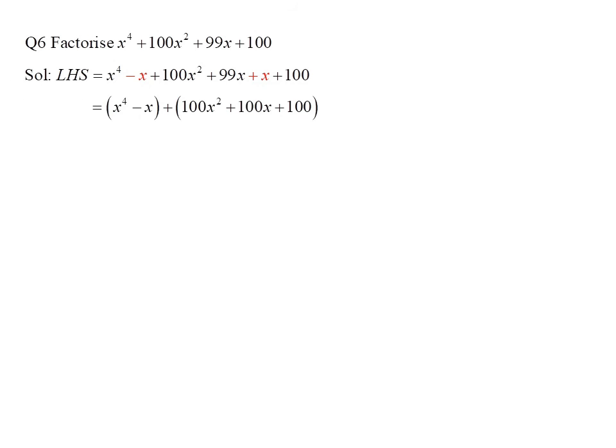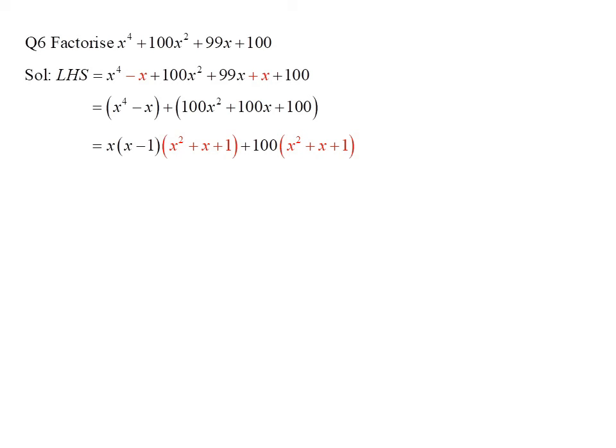Example 6 is to factorize a polynomial x to the power of 4 plus 100x squared plus 99x plus 100. If we remember the formula of the sum and difference of two cubes, we need to subtract and add a term of x as shown in red color here. Then we group them using two sets of parentheses.